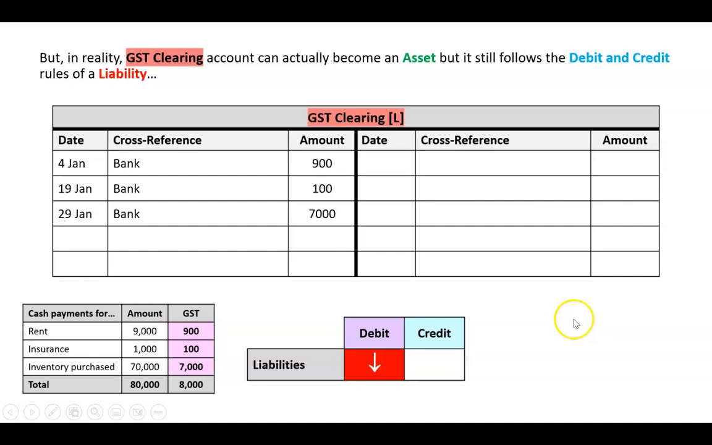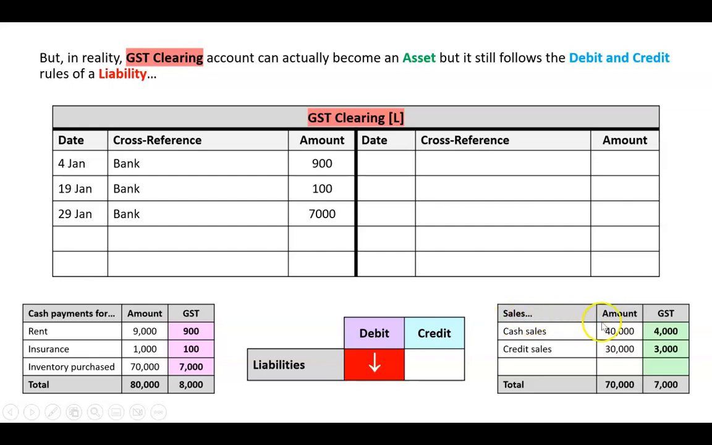And all we're going to change now is the other side. We're going to say our sales were not as high. We said a business should be able to sell its stuff, its inventory in this case, for more than it cost to buy, to pay for all the expenses and buy the assets. So in this case, that was $80,000 of payments here, with $8,000 of GST.